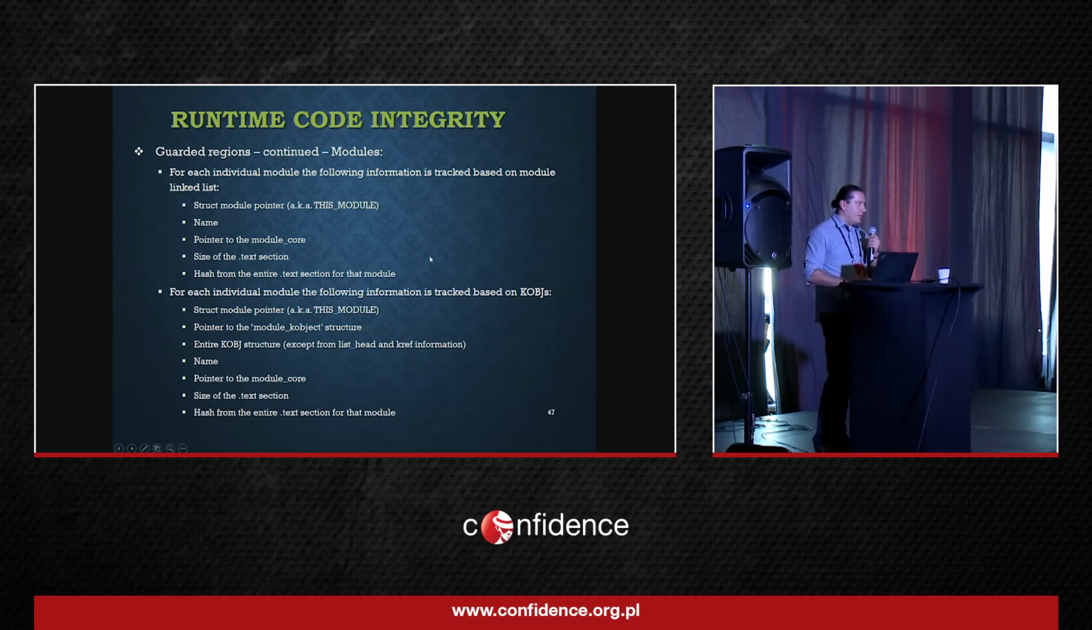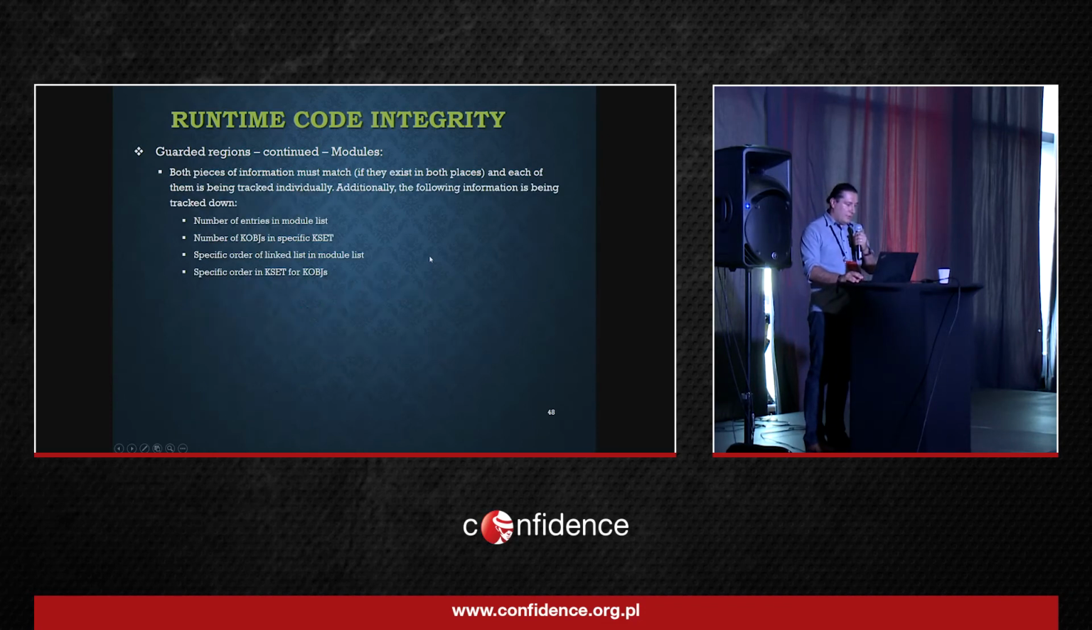It's a bit complicated. So independently, the following information is also being gathered: the struct module pointer, like this module, the pointer to the module kobject structure itself, and the structure itself, the entire kobject structure, except for the list head and kref reference information, since they are dynamic. Also the name of the module, the pointer to the module core, and the module core itself too, and also the size of the text section and the hash from the entire text section of this module too.